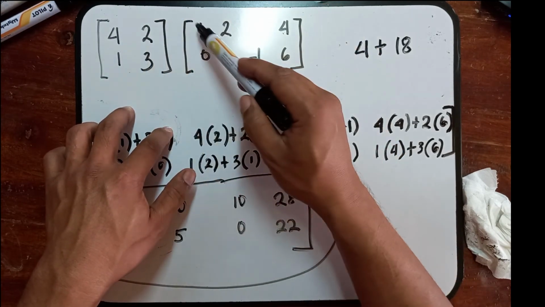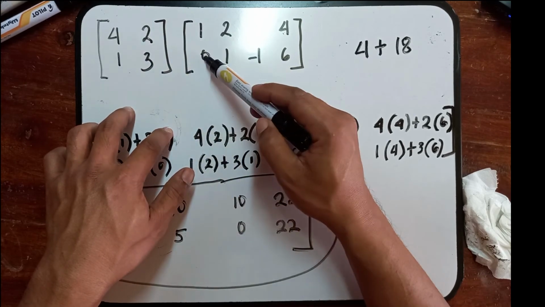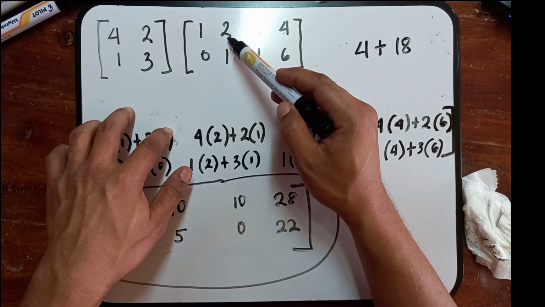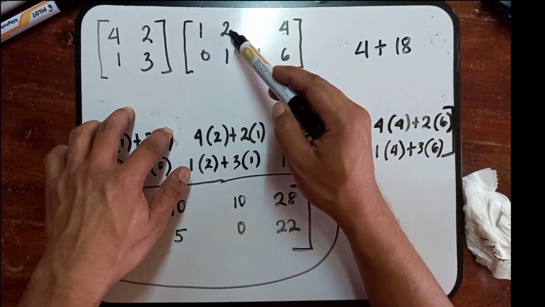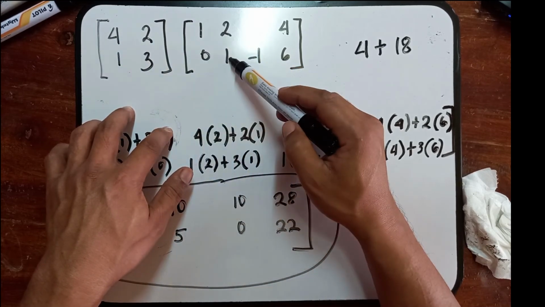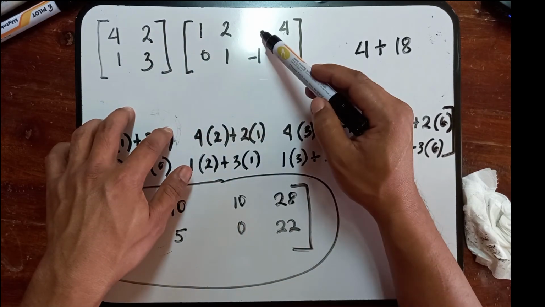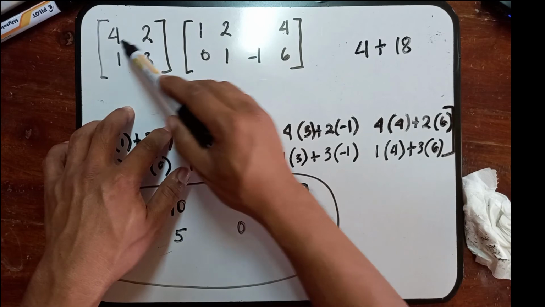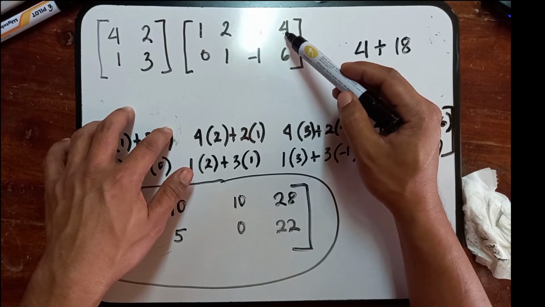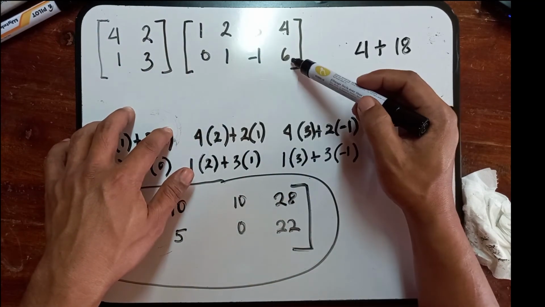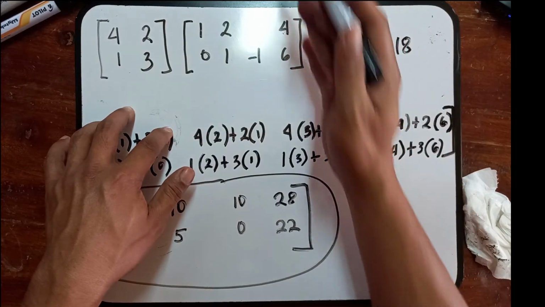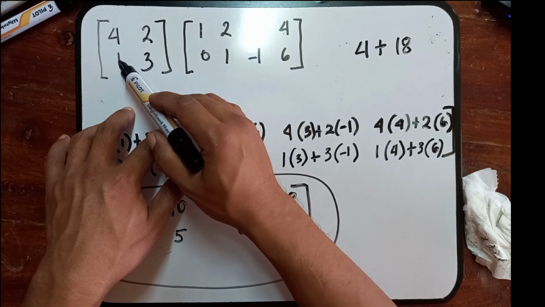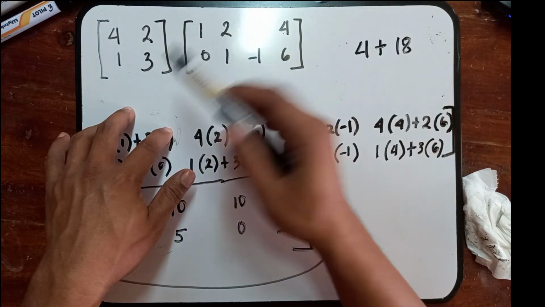So 4 times 1 plus 2 times 0. After doing that, you move to the next column. 4 times 2 plus 2 times 1. 4 times 3 plus 2 times negative 1. 4 times 4 plus 2 times 6. After reaching the last column of the second matrix, you go to the second row of the first matrix, and then repeat the same procedure.